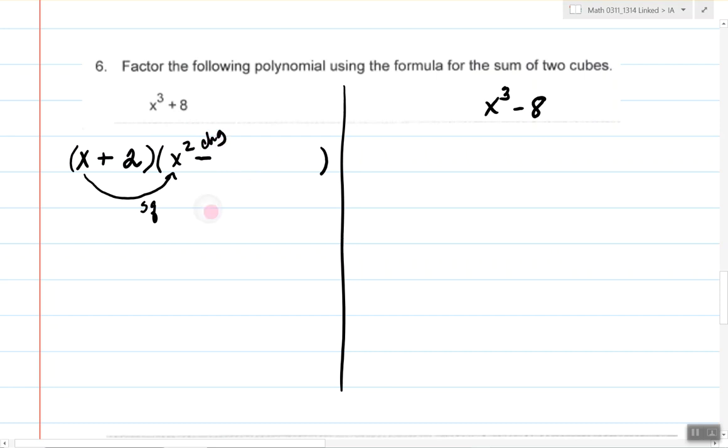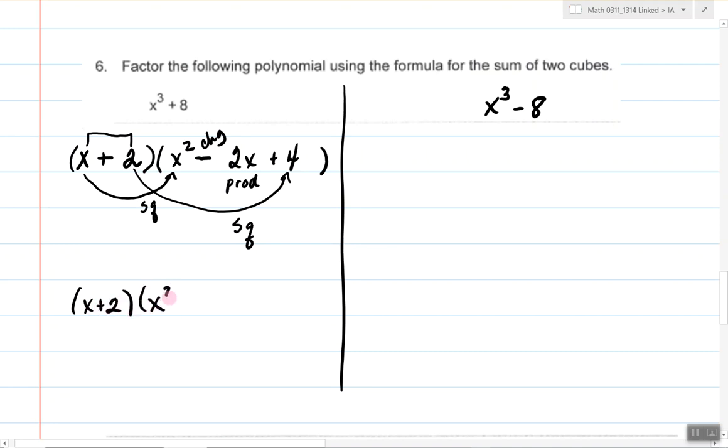For the second term, it's going to be the product of these: x times 2, we'll call it 2x. The last term is another square, which means it's going to be positive, plus 4. Now if I take all of the writing away from that, I got x plus 2, open parentheses, x squared minus 2x plus 4.